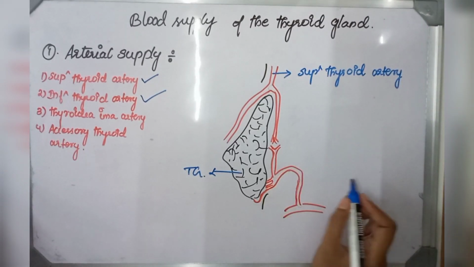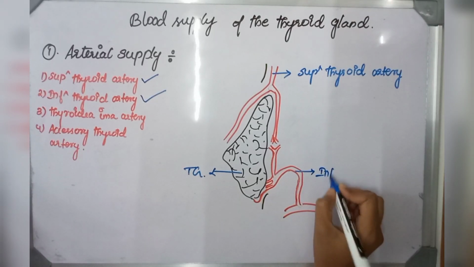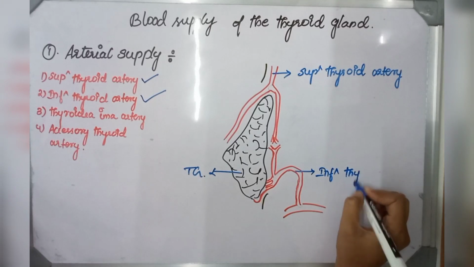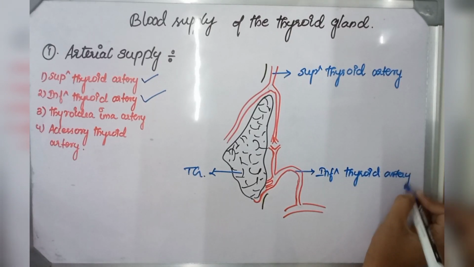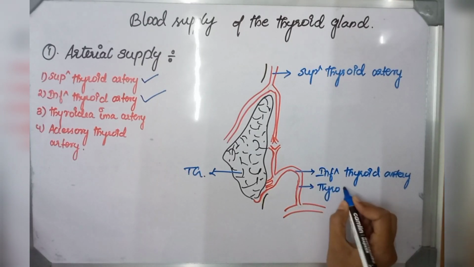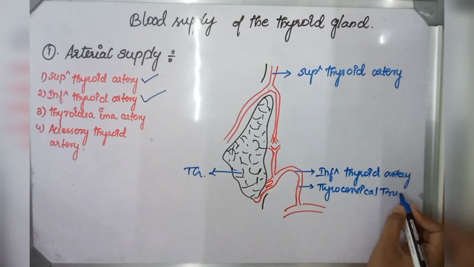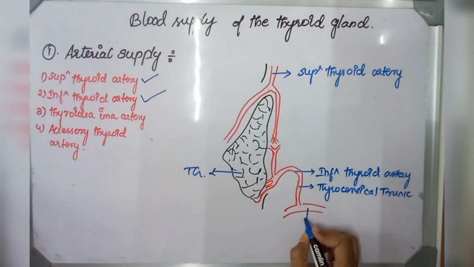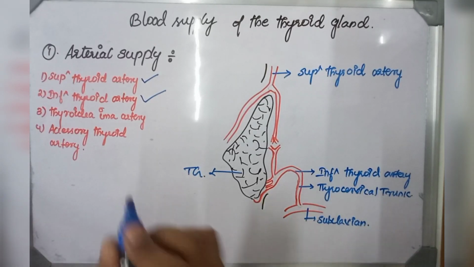And then there is a structure here. This is our inferior thyroid artery, which is a branch of the thyrocervical trunk. This thyrocervical trunk is a direct branch of the subclavian artery here. So this in turn has its own branches.